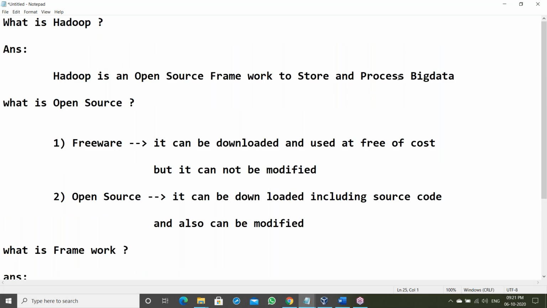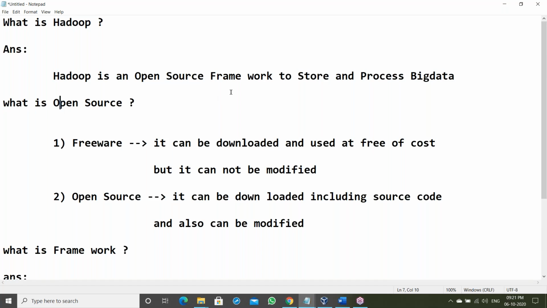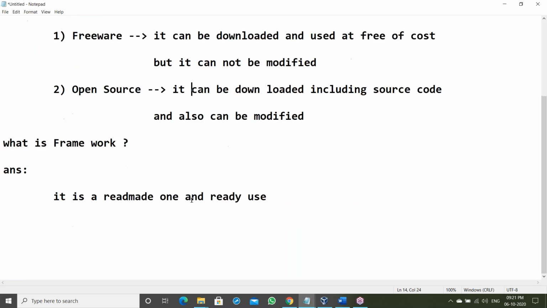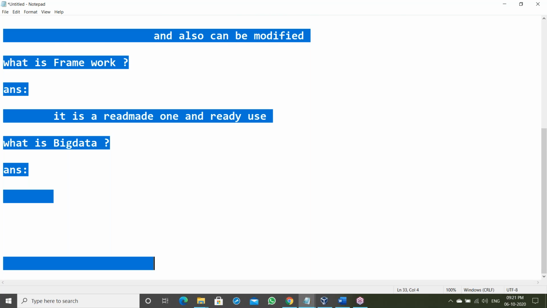Next, big data. Hadoop is an open source framework. What is open source? That is clear. What is a framework? Also clear. Next, to store and process big data. Now, what is big data? Let us see about big data. One second.